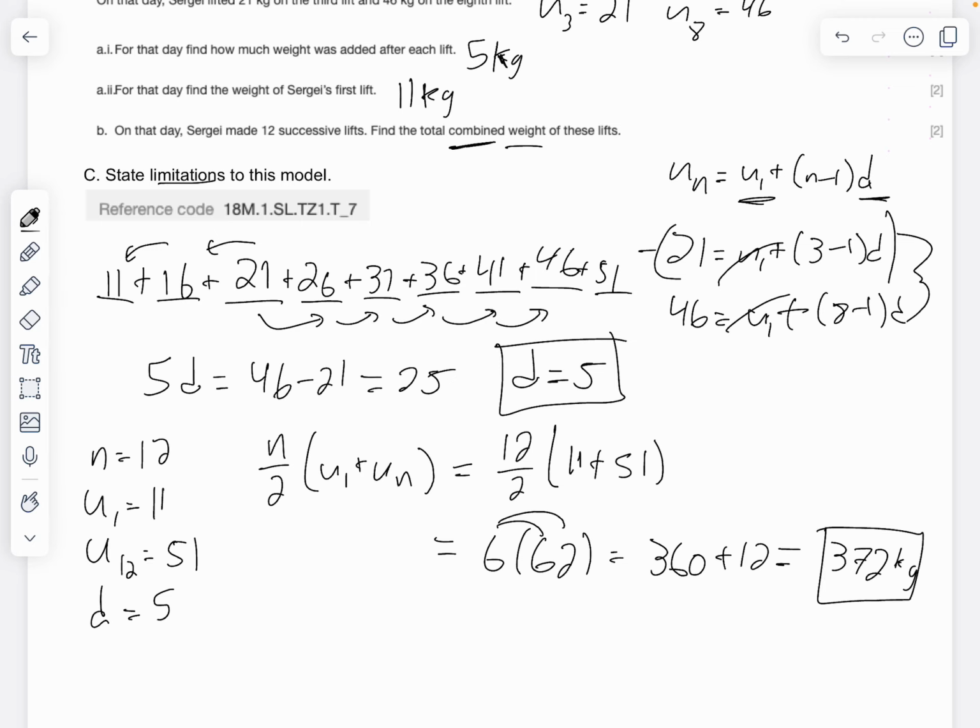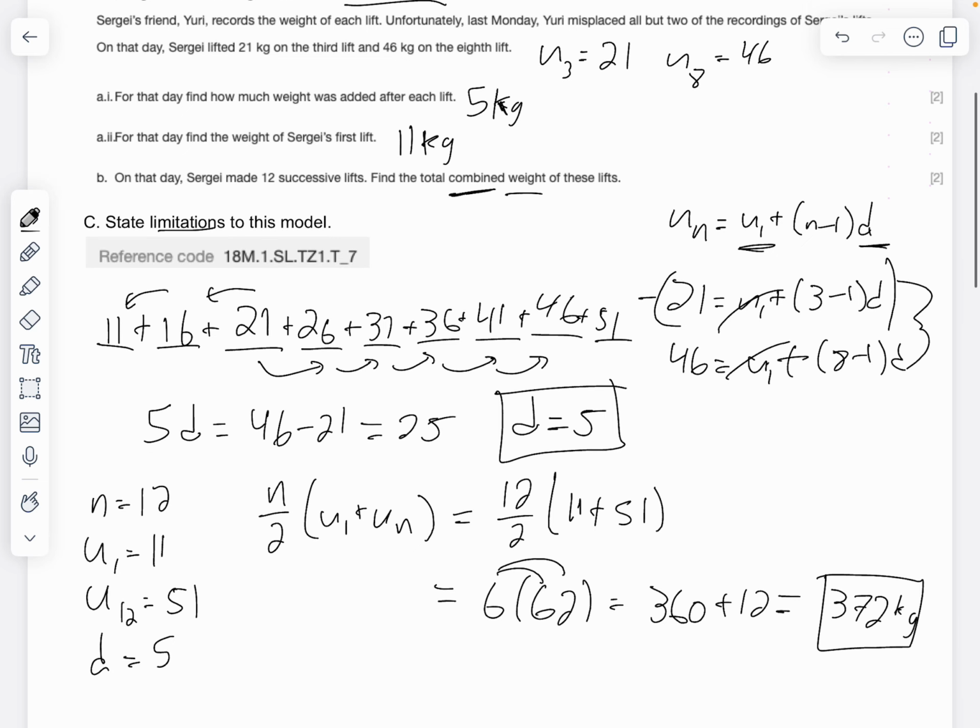So limitations to this model. So a few things. I guess it doesn't allow for decimals, so no decimal weights. Also, it assumes that he is lifting even increments every time, so even addition each time. You might say no negative numbers allowed. And it really just assumes that he follows this weight progression every time and that he never misses a lift.